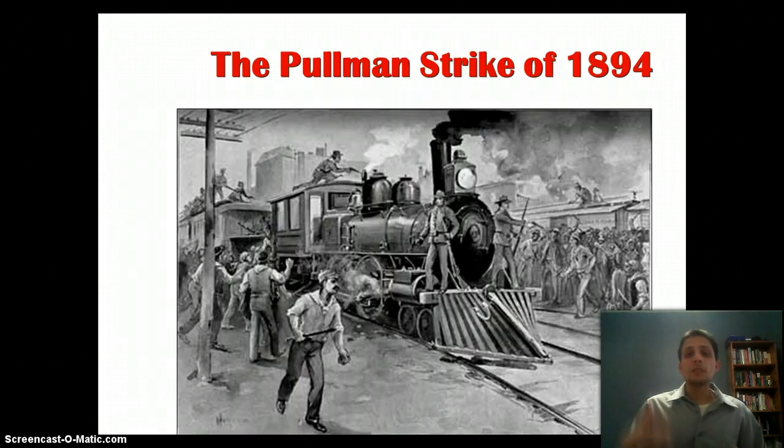Now, the next big one is something called the Pullman Strike of 1894. This is going to be in Chicago. We're going to have a major strike again on the railroads, and this one is important for a couple of different reasons. Another labor leader is going to get involved here, a guy named Eugene Debs, and he's very much associated with socialism and a different perspective on the economy and who should have the rights and who should have power in society.